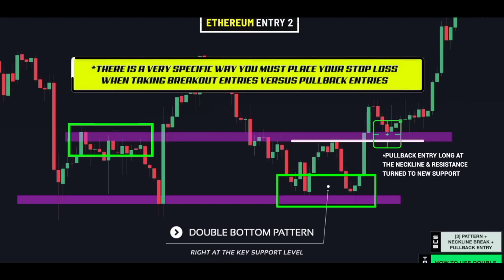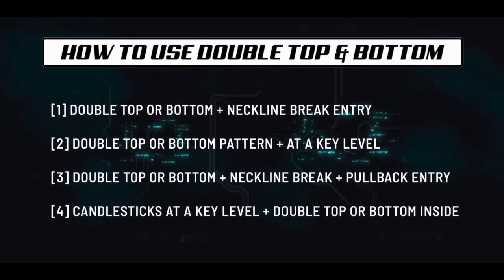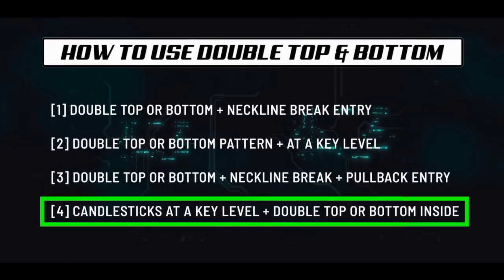Now, there is a very specific way you must place your stop loss when taking breakout entries, but then a very different way you must place your stop loss when taking pullback entries. So moving on to the fourth variation, candlestick patterns forming at a key level and then a double top or double bottom pattern inside of those candlesticks.